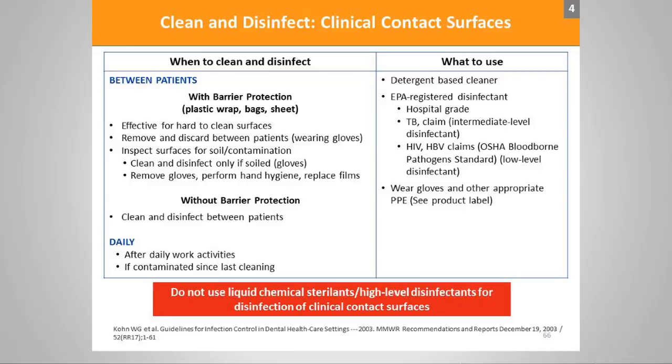One note that we put down here in red: every now and then people will ask about chemical sterilants or high-level disinfectants. You don't want to use them on clinical contact surfaces in the operatory. They'll definitely destroy your equipment.